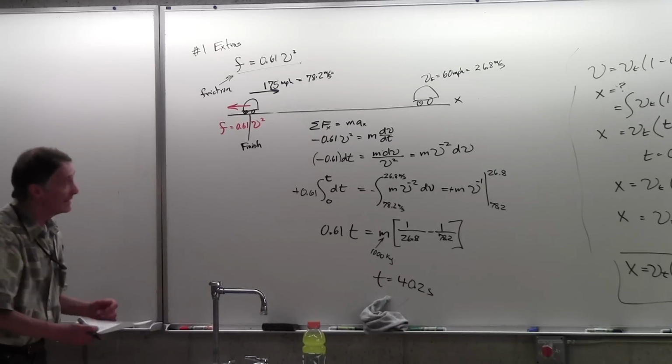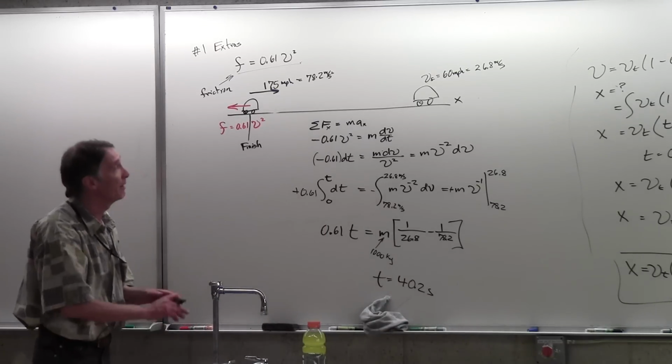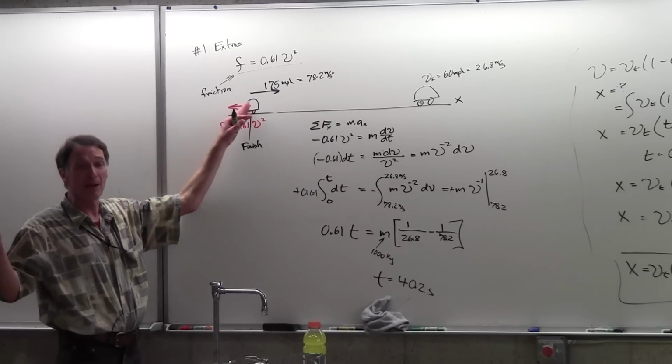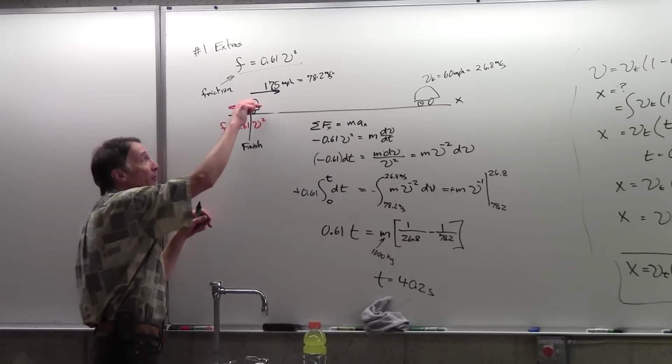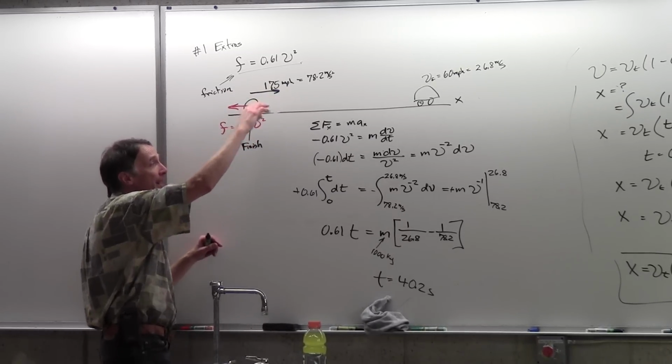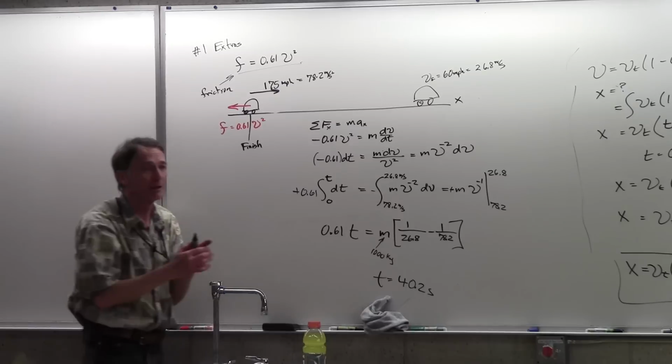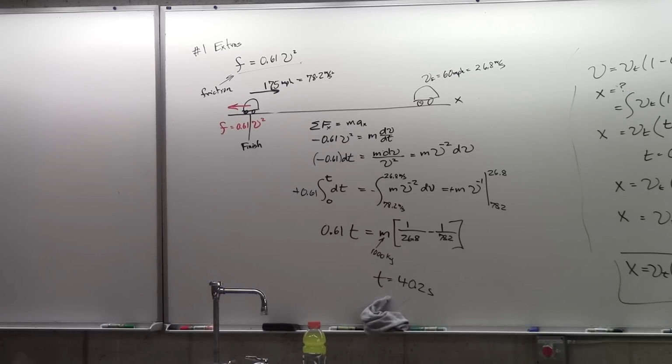So he's done this problem a number of different ways. Sometimes he has a pitcher throwing a fastball from the mound at some speed, and he wants to know what speed it's going to be crossing home plate.